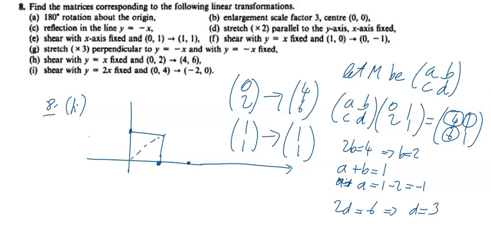And last one is my second row, second column. So that's going to be C plus D is equal to 1. So in this case, that's going to be C is equal to 1 minus 3, which is minus 2. So I've run out of space here. My M is going to be equal to, what was my A? My A was minus 1, my B is 2, my C is minus 2, and my D is 3.